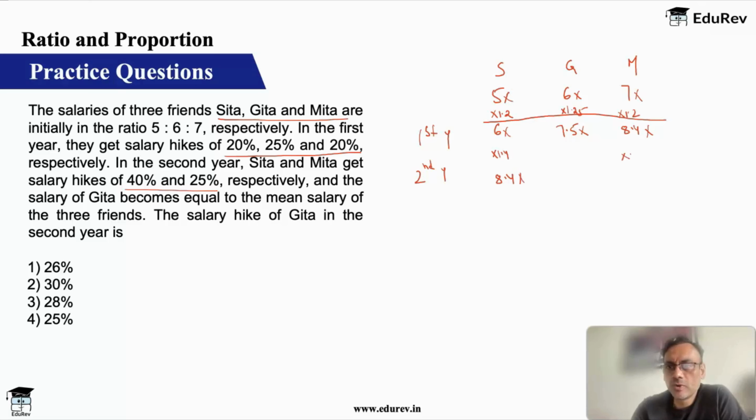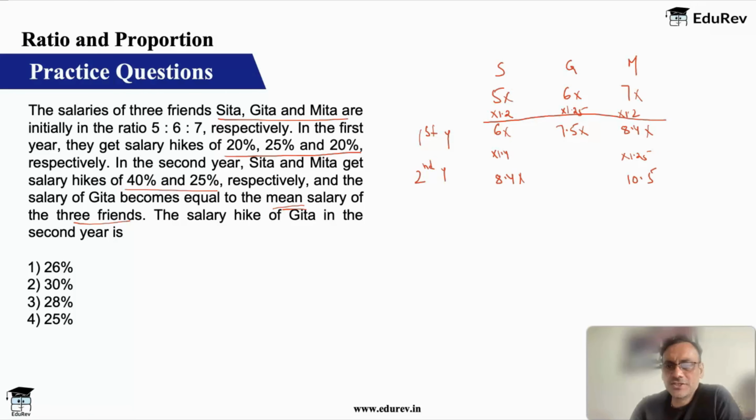So into 1.25, so that will become 2.1 will get added. So 10.5. And Geeta we don't know. But it says the salary of Geeta becomes equal to the mean salary of the 3 friends. Mean here means arithmetic mean or average. Mean salary of the 3 friends.